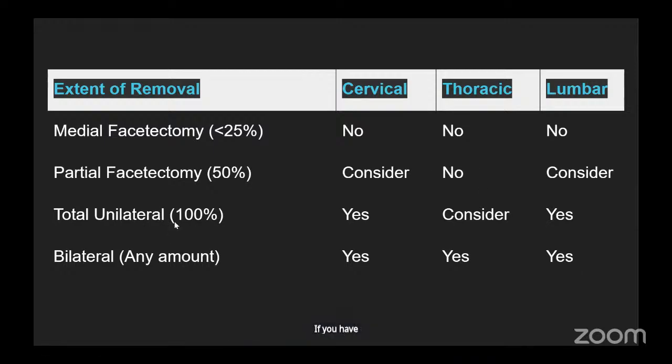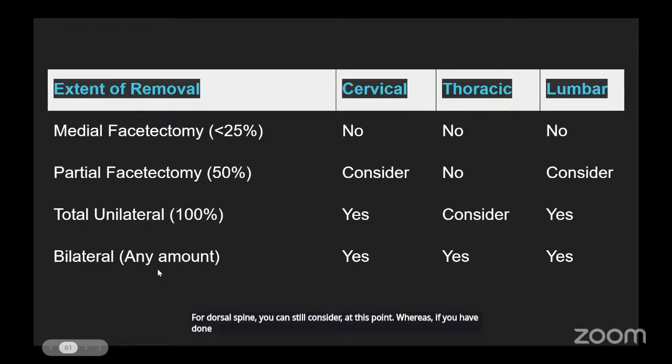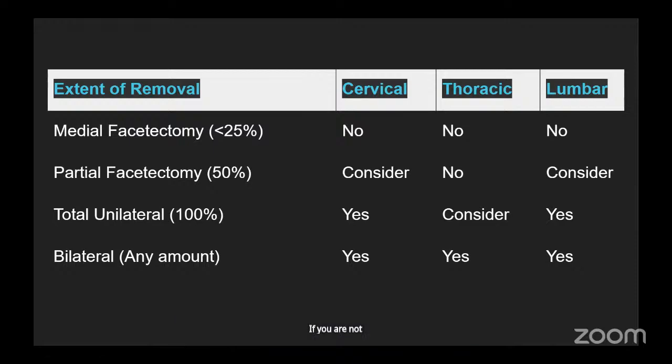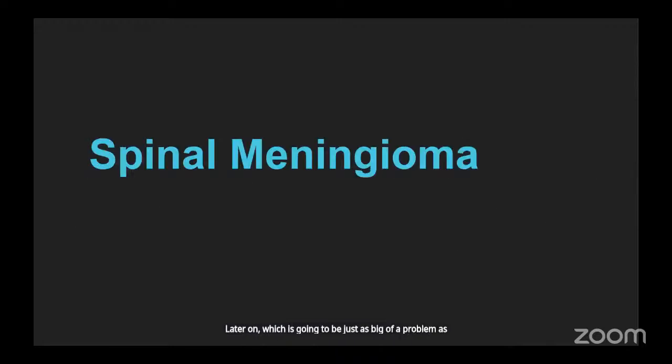If you have done a total 100% unilateral facetectomy, for cervical, you are going to fix it with lateral mass screws. For lumbar, use pedicle screws or whatever you think is necessary. For dorsal spine, you can still consider it at this point. Whereas if you have done bilateral facetectomy, I think it's pretty obvious that the patient is going to need fixation. If you are not fixing, in the lumbar spine, the patient might have a spondylolisthesis later on, which is going to be just as big of a problem as the tumor itself.